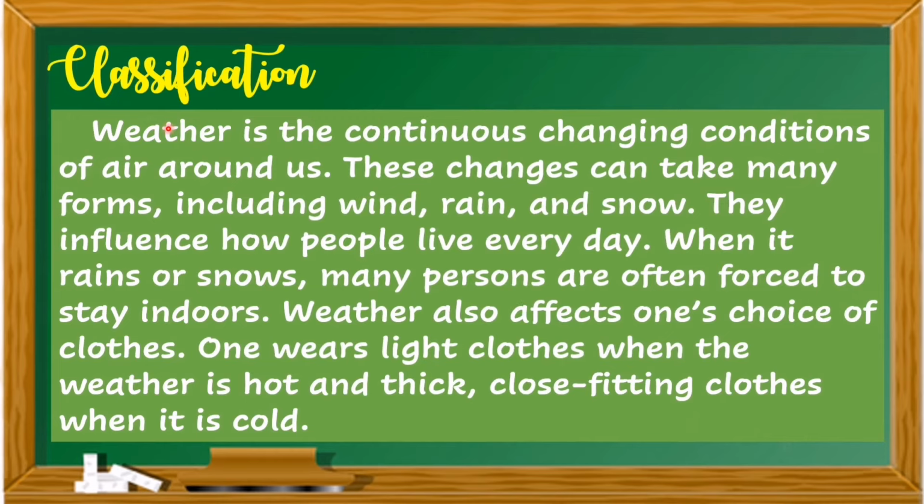Classification example. Weather is the continuous changing conditions of air around us. These changes can take many forms, including wind, rain, and snow. They influence how people live every day. When it rains or snows, many persons are often forced to stay indoors. Weather also affects one's choice of clothes. One wears light clothes when the weather is hot and close-fitting clothes when it is cold.